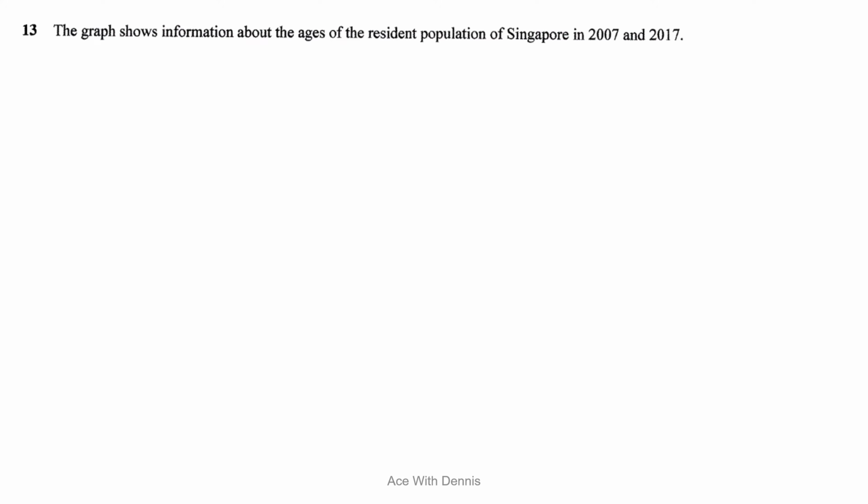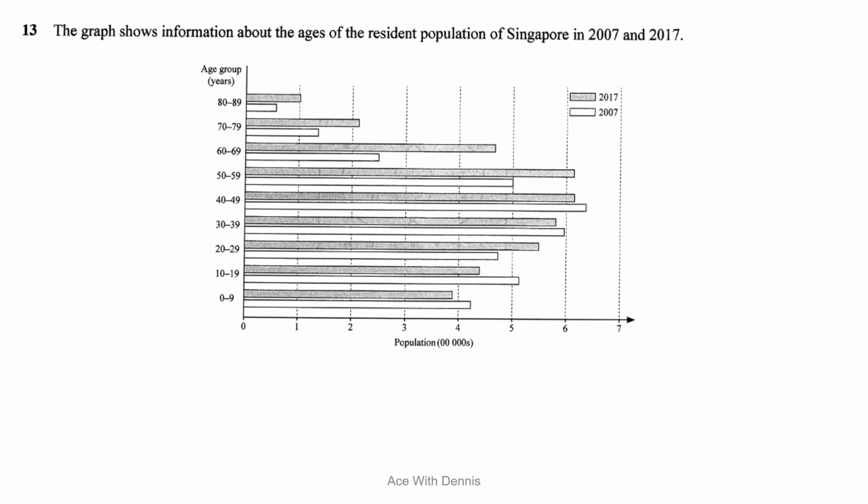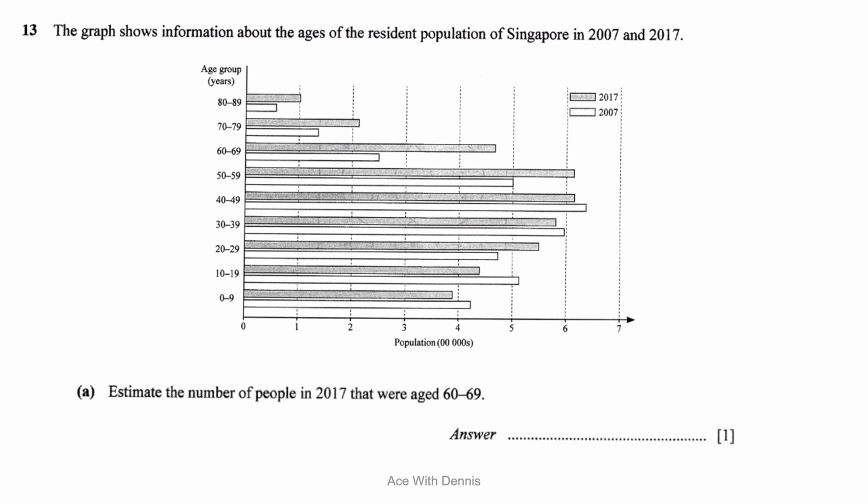Question 13. The graph shows information about the ages of the resident population of Singapore in 2007 and 2017. So here is a graph. A. Estimate the number of people in 2017 that were aged 60 to 69. 1 mark. Alright, so this question is asking us to estimate the number of people in 2017. So look at the graph, right? The gray bar represents 2017 and the age group is 60 to 69. So we look at this category and look for the gray bar.